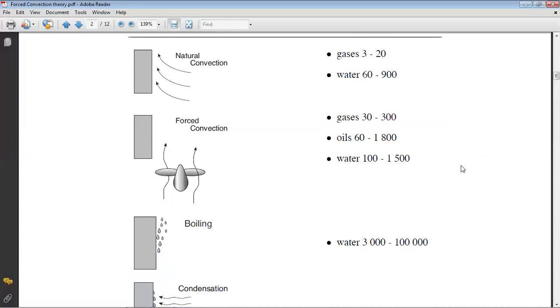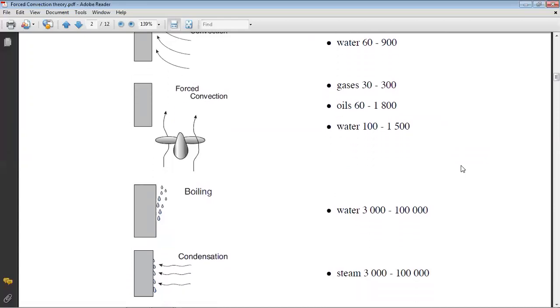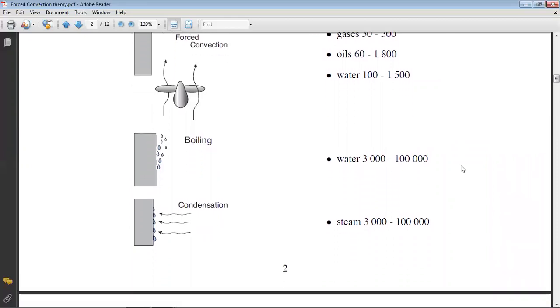The value of h for boiling and condensation is even higher. It varies from a few thousands to 1 lakh. It could be 3,000 to 1 lakh.